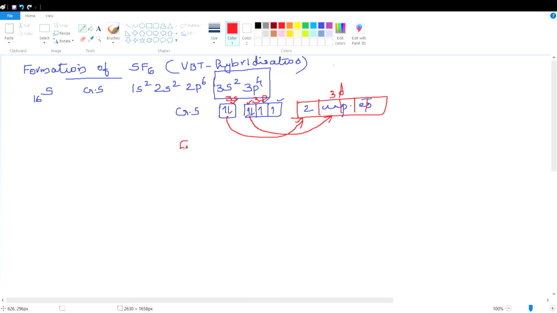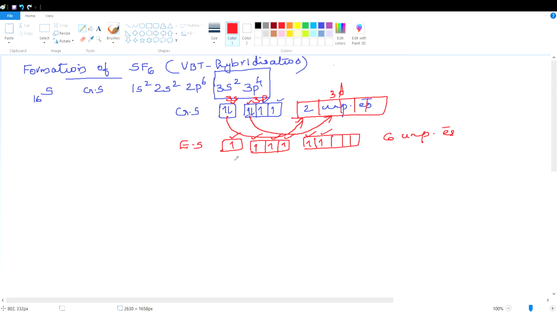So the excited state electronic configuration: 3s has only 1 electron, 3p has 1 electron in the first orbital, and the second and third the same. And now in the excited state, 2 of the d atomic orbitals contain electrons. So in the excited state, how many unpaired electrons are there? There are 6. 6 unpaired electrons are available now in the excited state of sulfur.